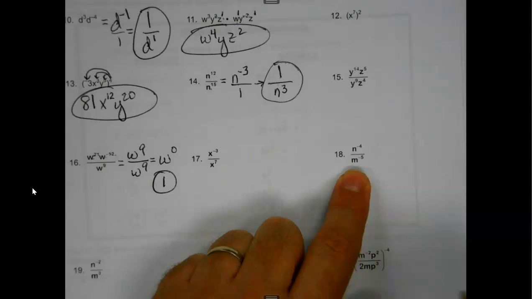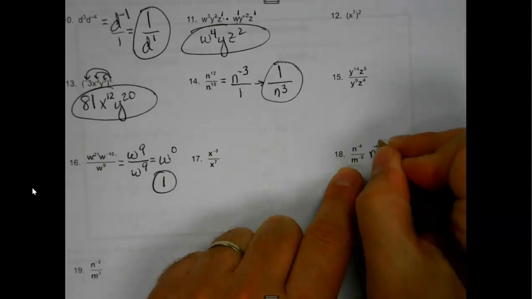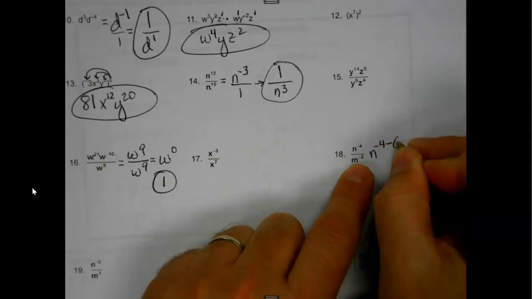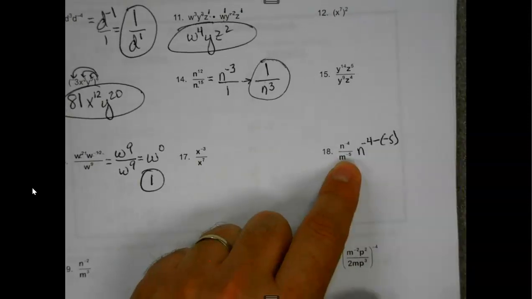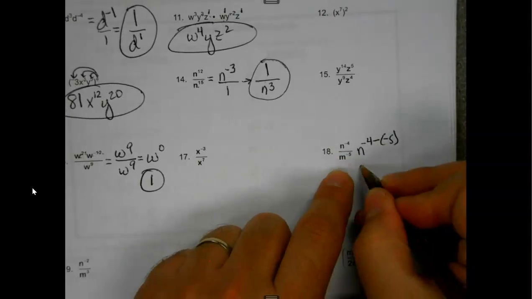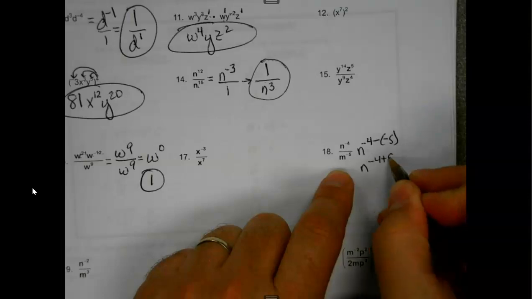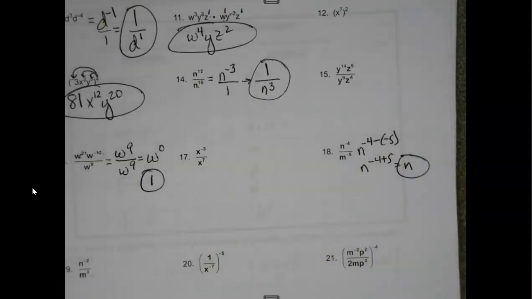The infamous double negative. Negative 4 minus negative 5. But minus a negative is just plus. And it's positive exponent. I don't need to flip anything. I don't need to do anything fancy.